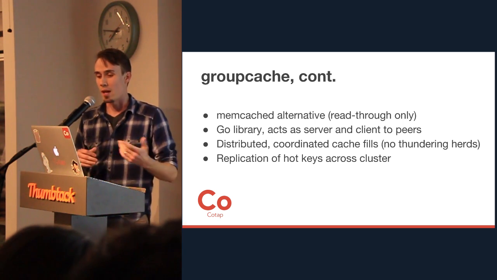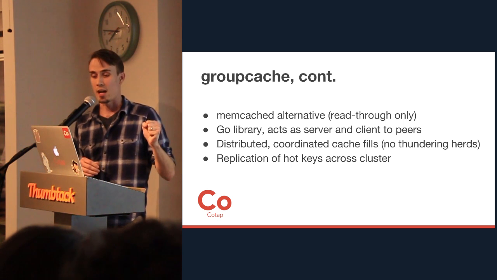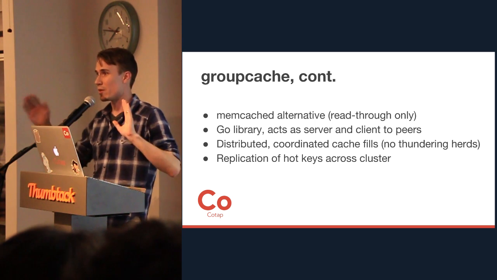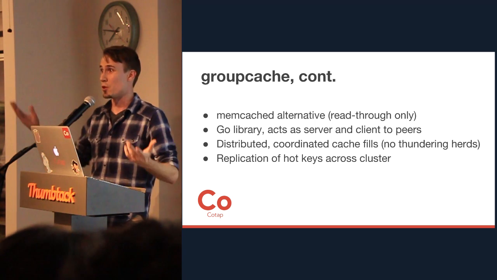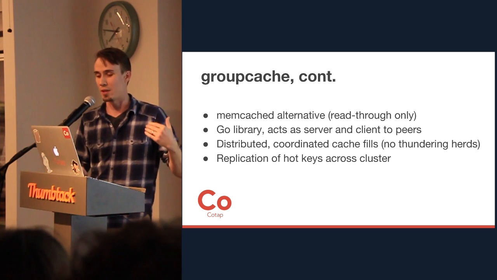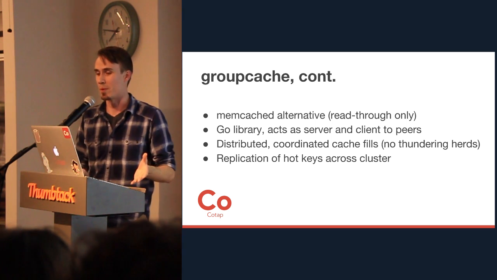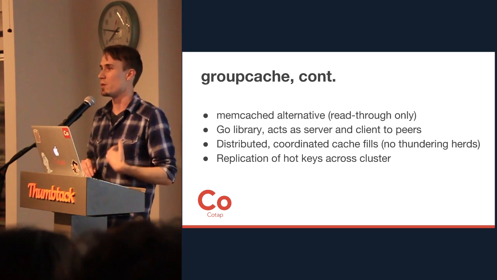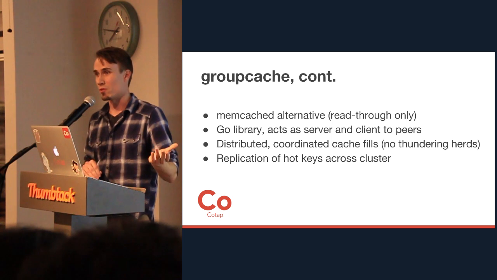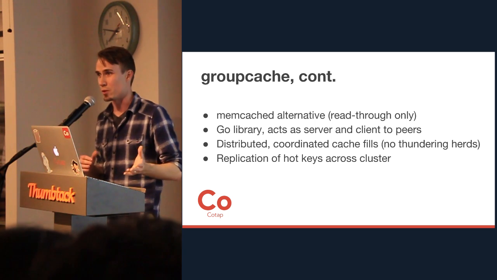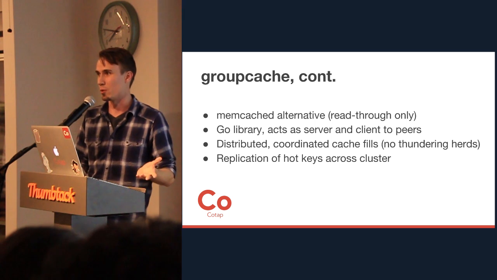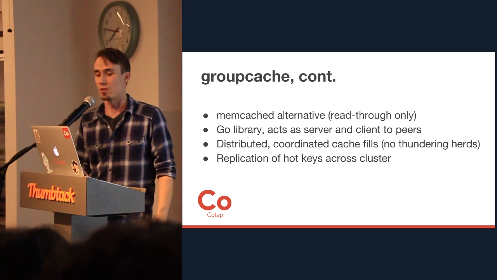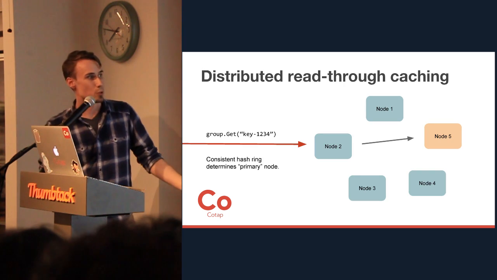And because it's distributed and because it uses a consistent hash ring, there are coordinated cache fills. So if you have a lot of clients asking for the same key, even if they're hitting different peers, you actually don't run into the thundering herd problem. Your cache fill only happens once. So this solves the problem I mentioned earlier. And finally, it actually handles replication of hot keys across the cluster. So if you have one key that's requested more than others, and you have clients that are hitting all of the peers in your cluster, those will actually be cached locally. There's a little bit of probability going on, and I think there's some optimizations that are still to be made there, but it helps. So here's a visualization for that.